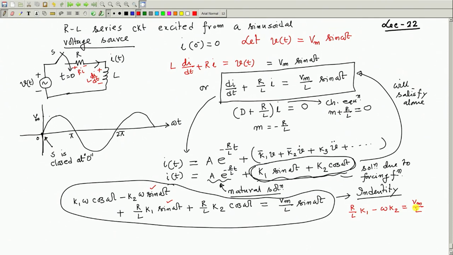And the second equation is obtained by equating the coefficient of cosine omega t. So, it will be omega k 1, and another cosine omega t term is there, plus r by L into k 2. I hope the signs are all okay. This must be equal to, there is no cosine term on the right, so it must be equal to 0. These are the two equations I have to solve.